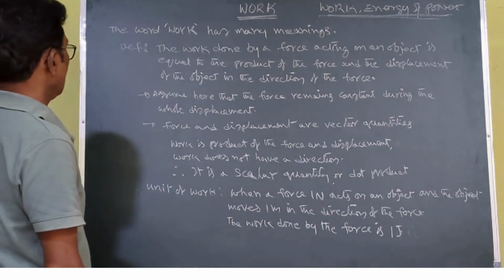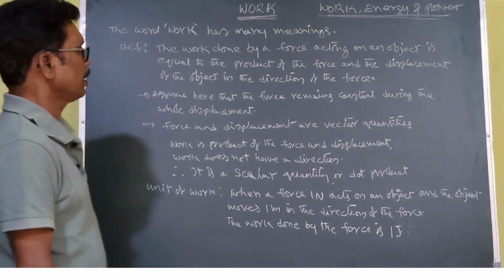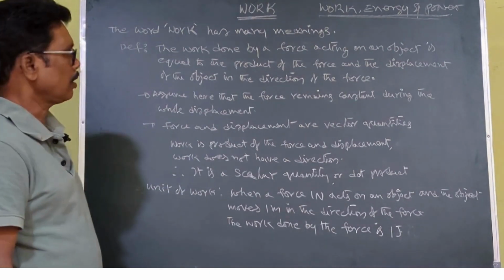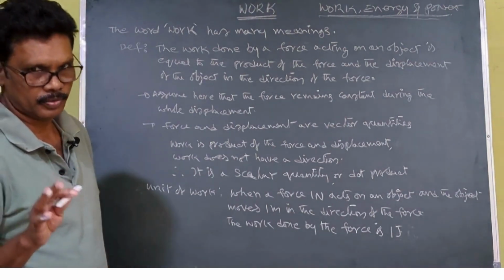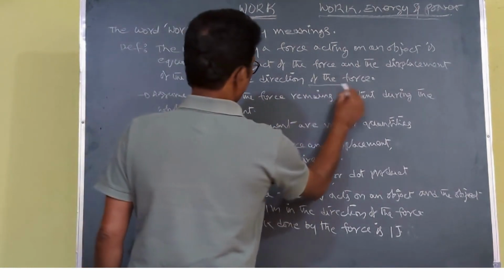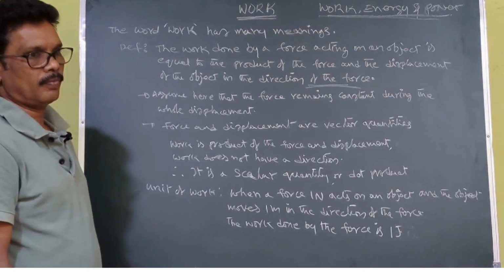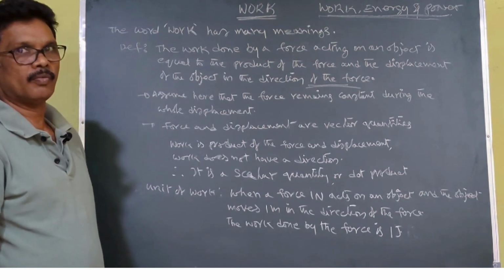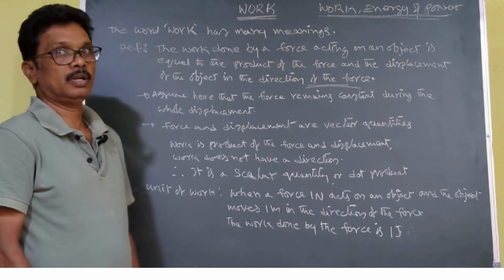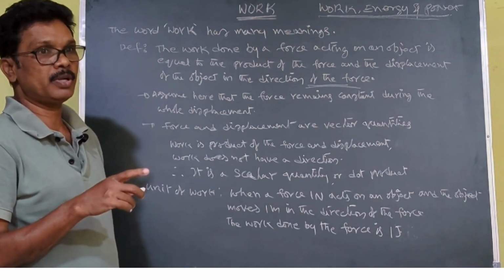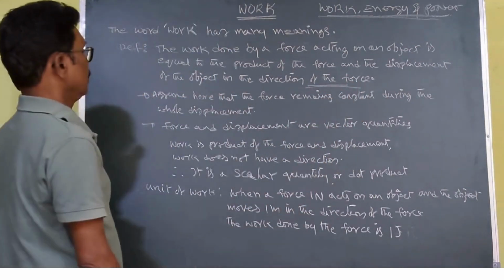Definition of work done. Work done by a force acting on an object is equal to the product of the force and the displacement of the object in the direction of the force. That you have to remember. Of course, work done is equal to force into displacement of that object, but the displacement is in the direction of the force. That we have to understand.